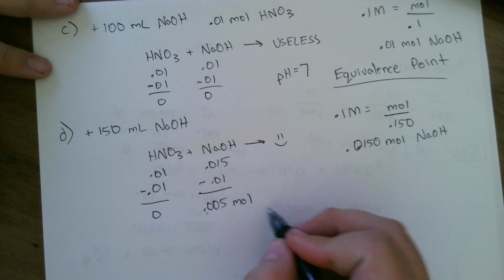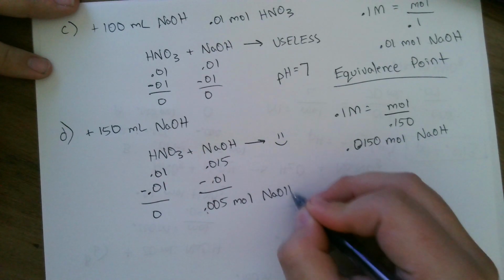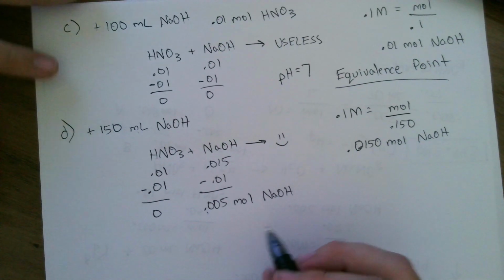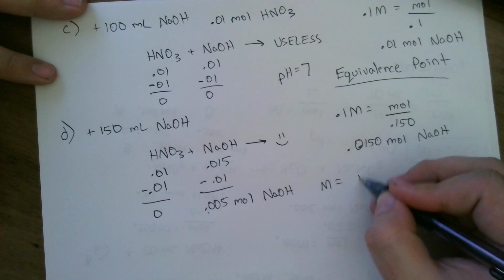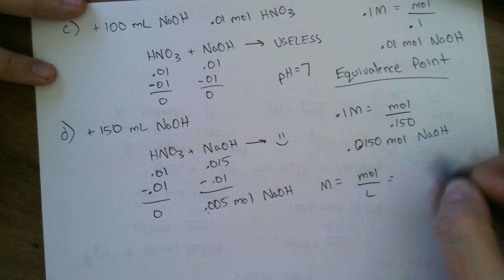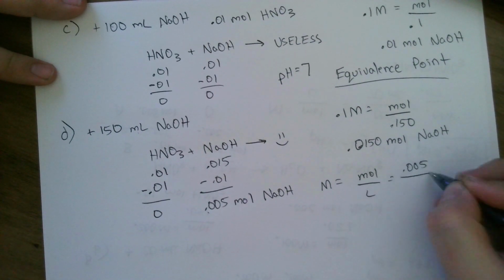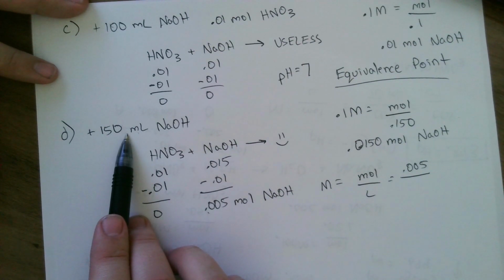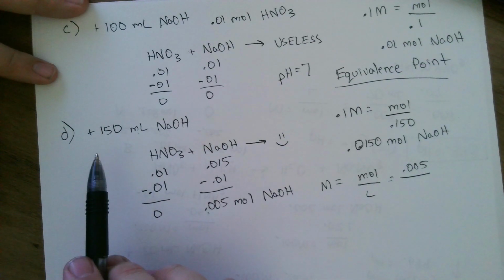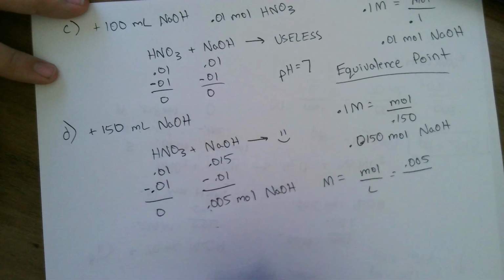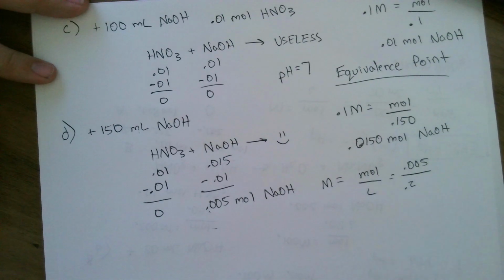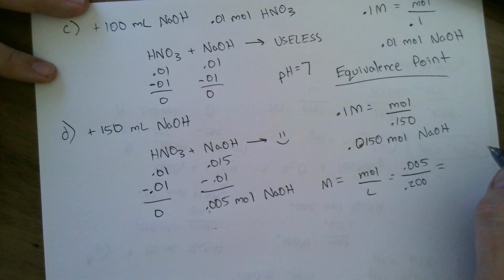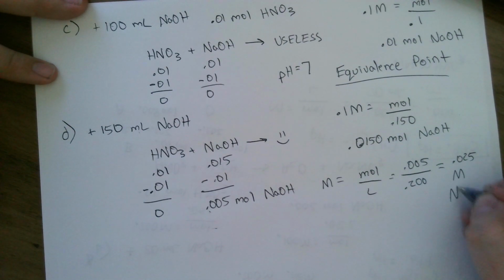So 0.005 moles of NaOH, I want to calculate its molarity. It's moles per liter, so it's 0.005. My liters, I have 150 milliliters of this. I added it to 50 milliliters. The number's not here, but I started with 50 milliliters of this, so it's going to be over 0.2 for 200 milliliters, which means my answer is going to be 0.025 molar NaOH.